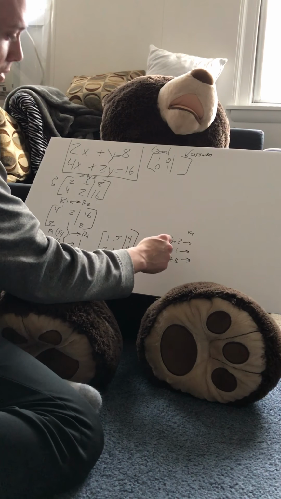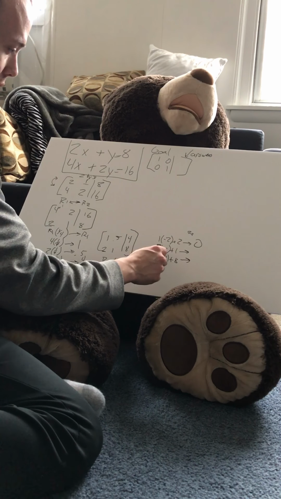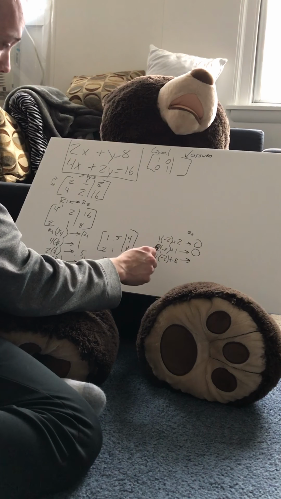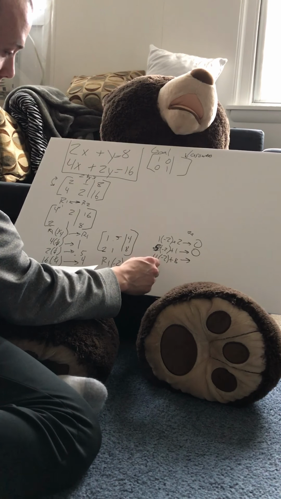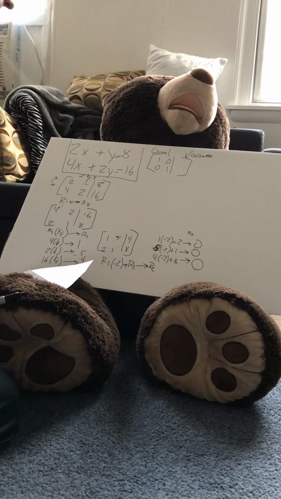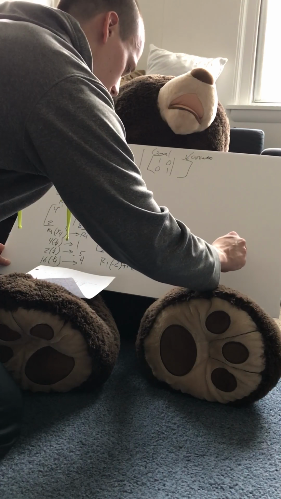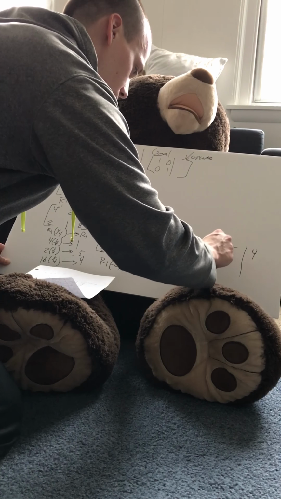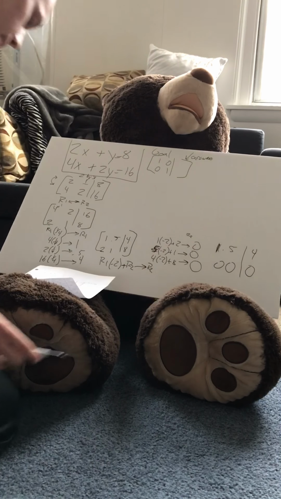So 1 times -2 plus 2 is 0. 0.5 times -2 plus 1: 0.5 times -2 is -1, plus 1 is 0. And then 4 times -2 plus 8. So 4 times -2 is -8. -8 plus 8 equals 0. So you want to input all these numbers in row 2. On the top you'll have 1, 0.5, 4, then 0, 0, 0.